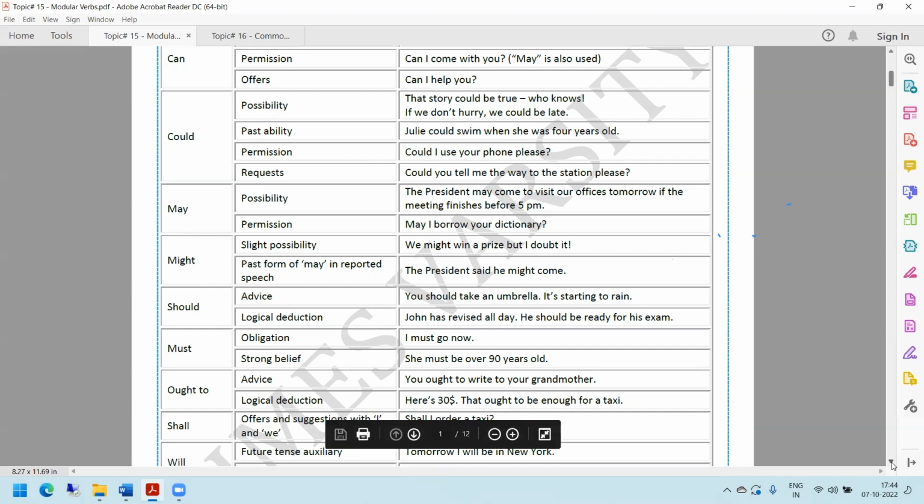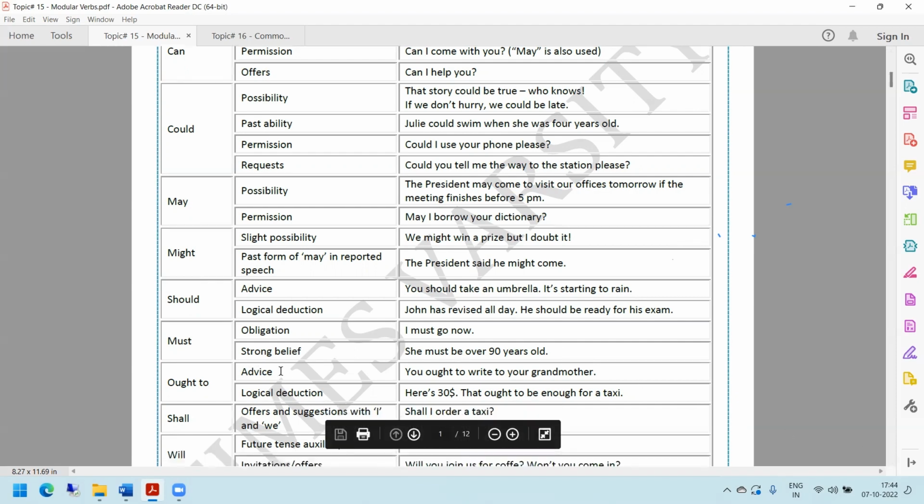Similarly, "ought to" is used for advice, the same as "should." You ought to write to your grandmother. Here is $30. That ought to be enough for a taxi.